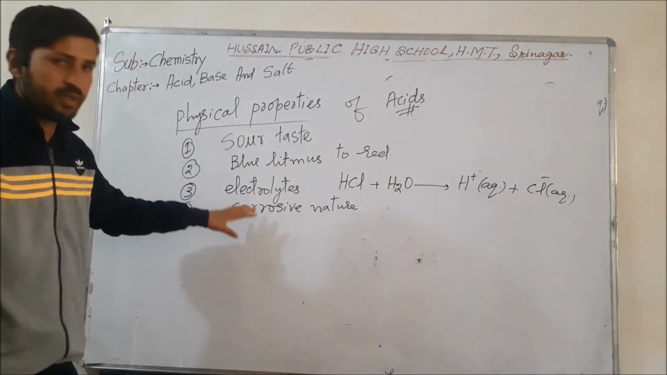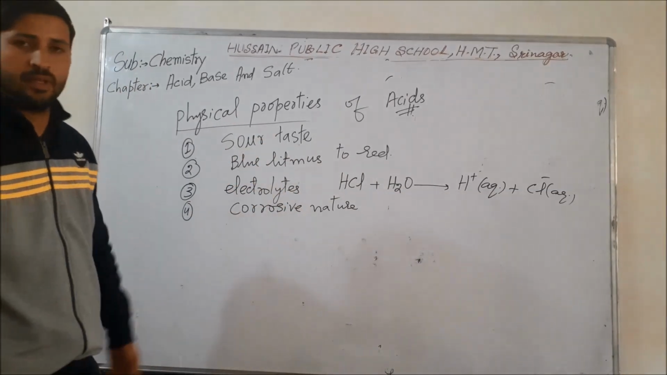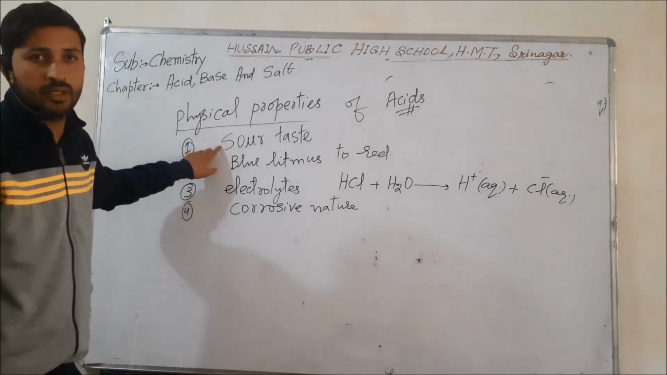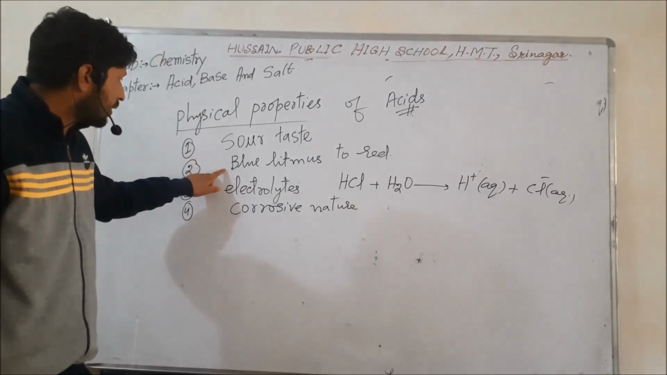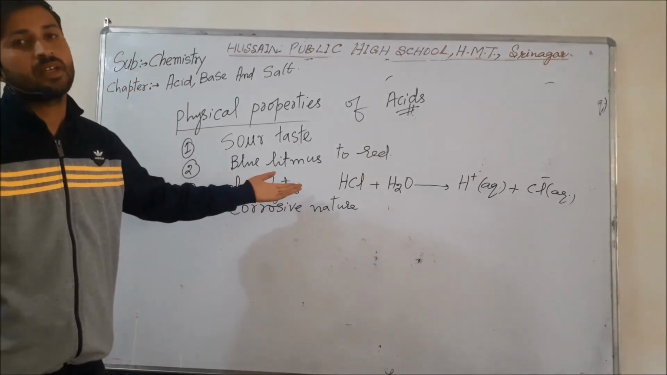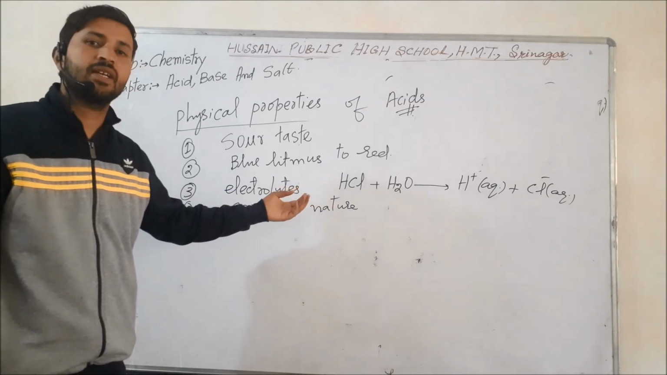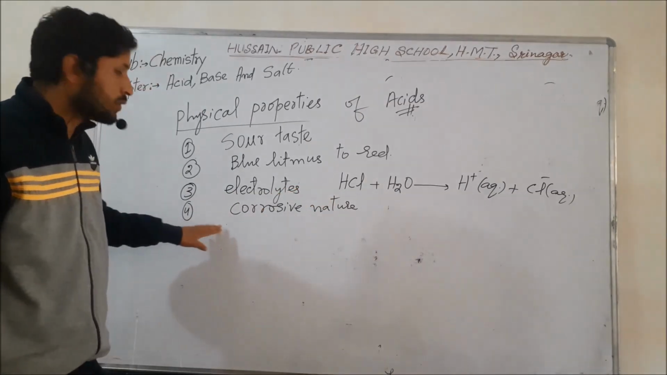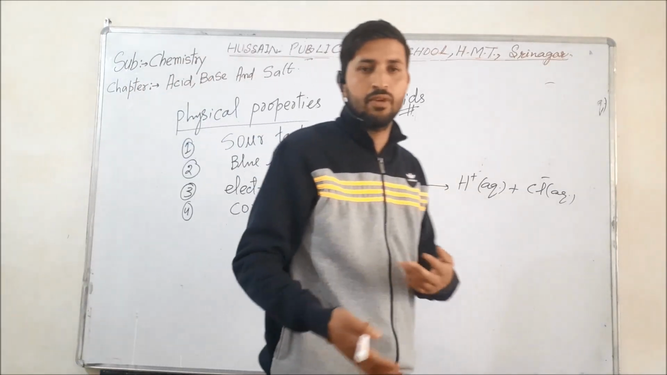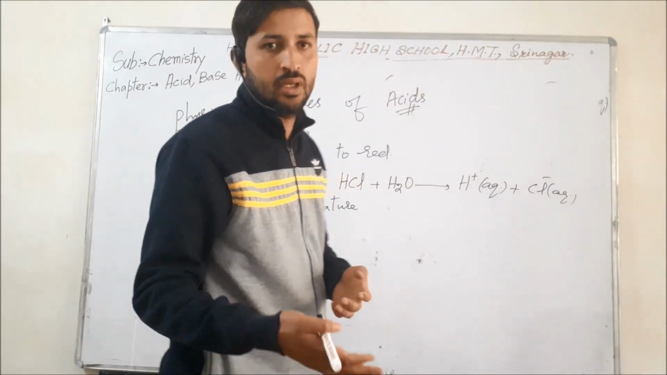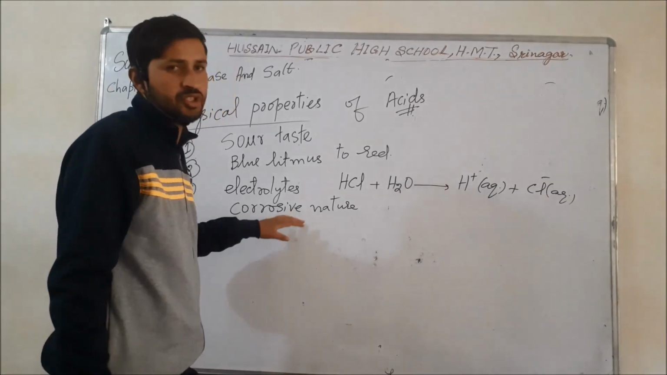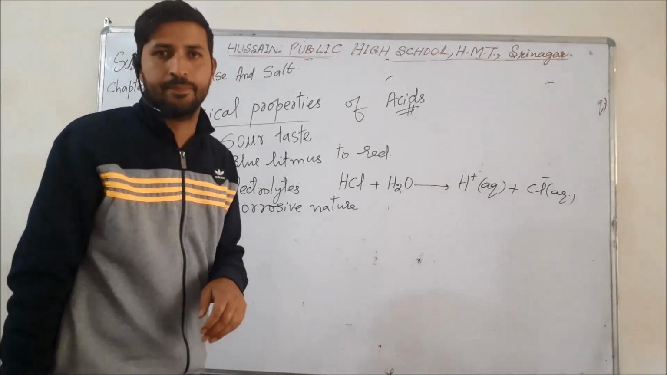These are some important physical properties of the acids. What is first? Their taste is sour. What is second? They turn blue litmus to red. What is third? Acids are electrolytes. That means they conduct electricity. And what is the fourth important point? They are corrosive in nature. They cause burns on the skin. When you deal with acid or acid products, you will see that your skin burns. When it causes burns, then it's corrosive in nature.